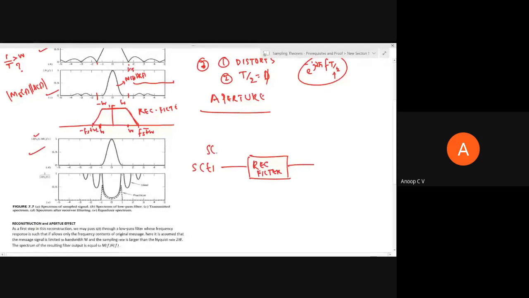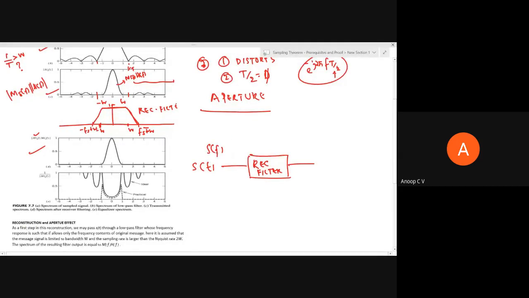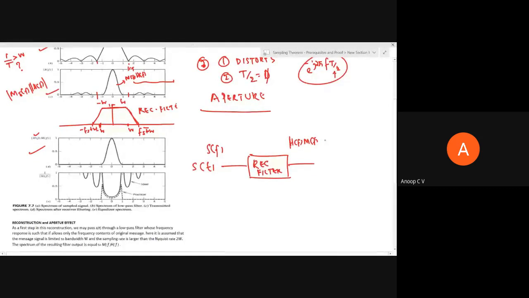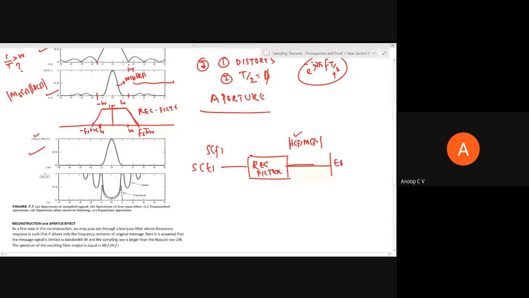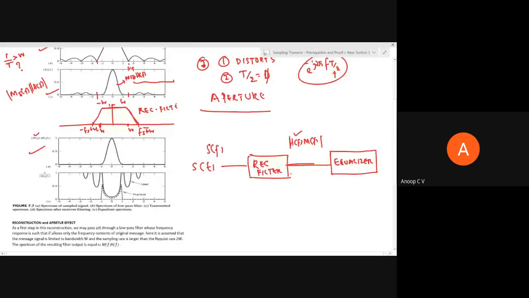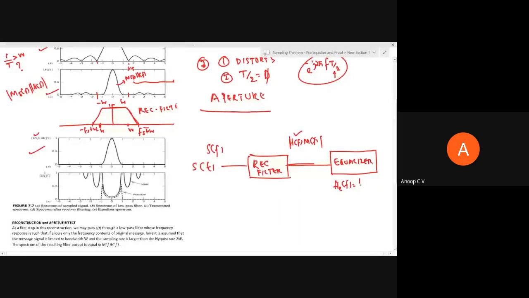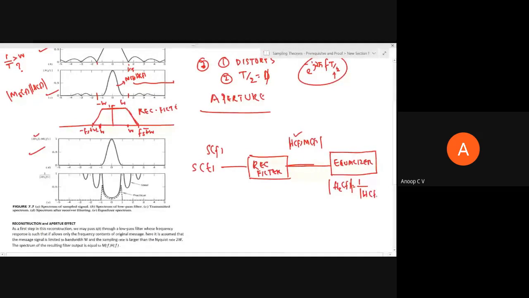I'll consider it in the frequency domain. The spectrum S of f, after this reconstruction filter, will become H of f into M of f, or mod of H of f into M of f. So what is additional here? This mod of H of f. So if I can design a filter, I'll call it an equalizer. If I cascade this reconstruction filter with an equalizer with transfer function, say, H_e of f equal to 1 by mod of H of f.